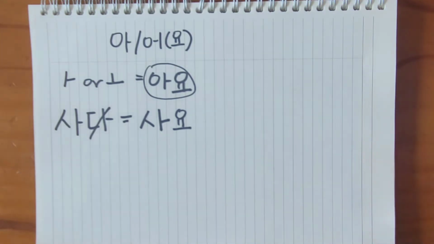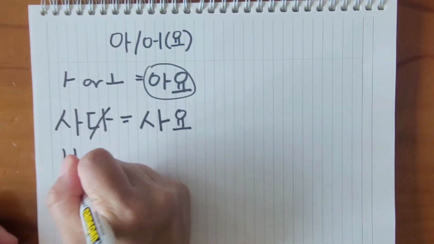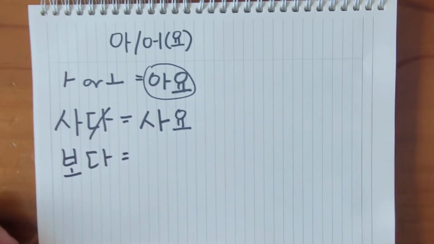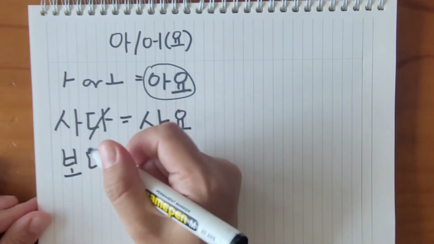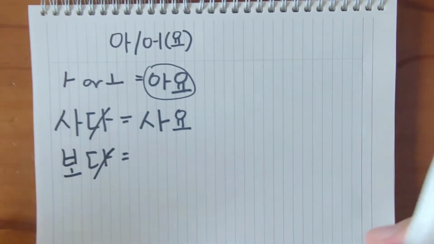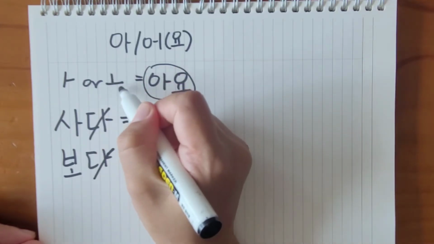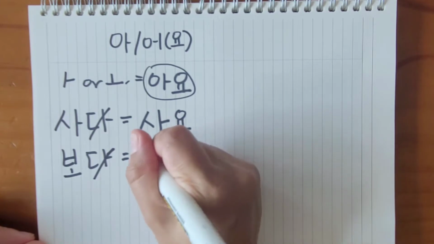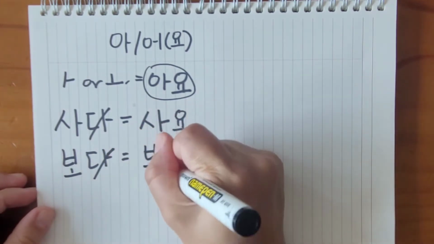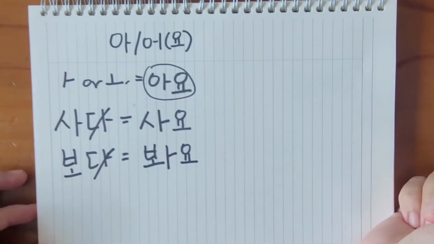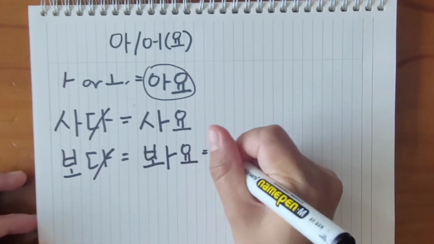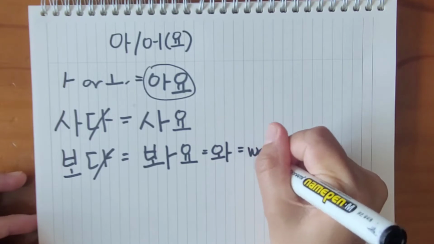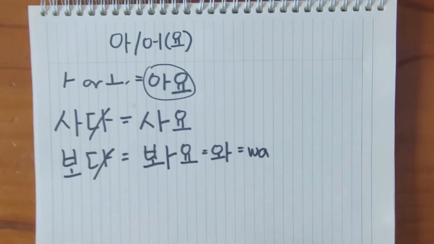Bibigyan ko kayo ng another example. Buda. Buda means to see or to watch. So, we drop the da. So, since yung last vowel niya na character ay u, di ba? U. So, bu, we add a, yo. So, magiging buayo. U and a. It is pronounced as wa, diba? So, buayo. Ayan, buayo.